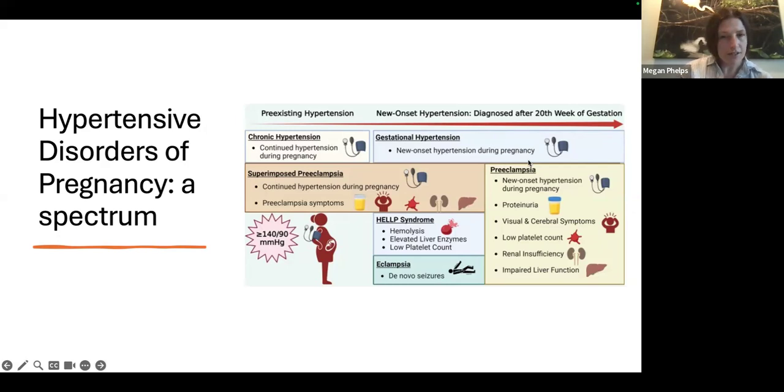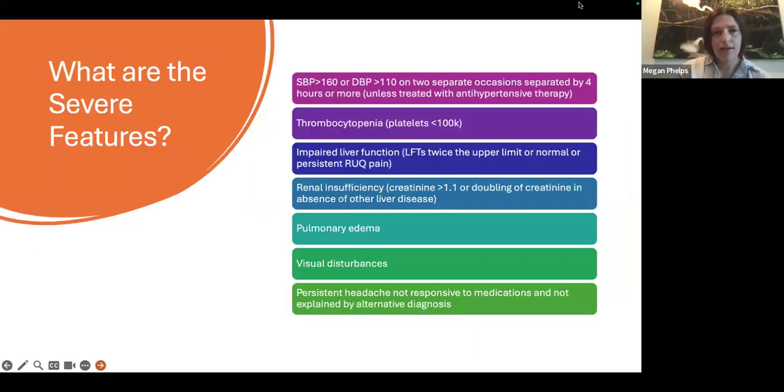And then finally, you can ask yourself if they have any severe features, which we'll talk about a little bit more on the next slide. Again, it's a spectrum: HELLP syndrome is worse on the spectrum, and eclampsia or seizures is also on the spectrum of the hypertensive disorders of pregnancy. Severe features: systolic blood pressure greater than 160 or diastolic greater than 110 on 2 separate occasions, separated by 4 hours or more. If you're treating with an antihypertensive, you don't have to wait the 4 hours to make that diagnosis.